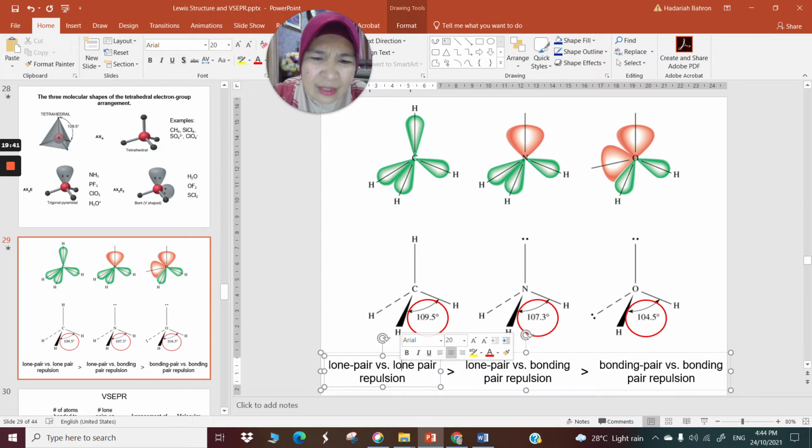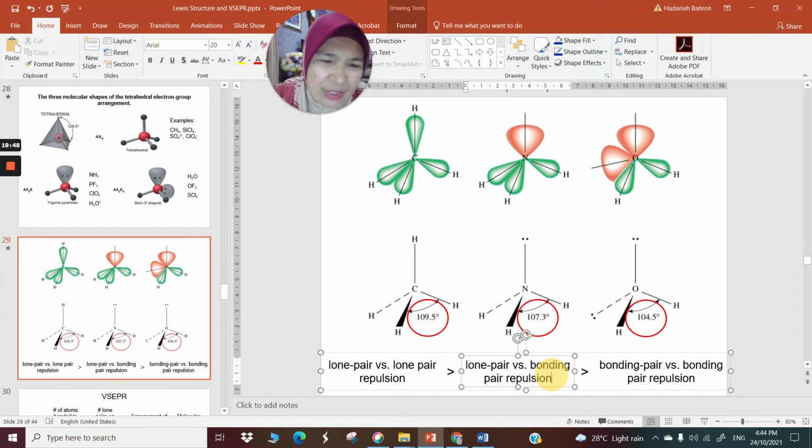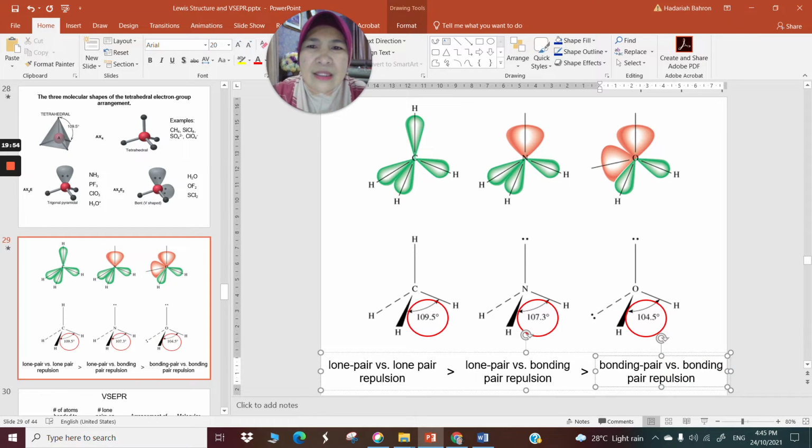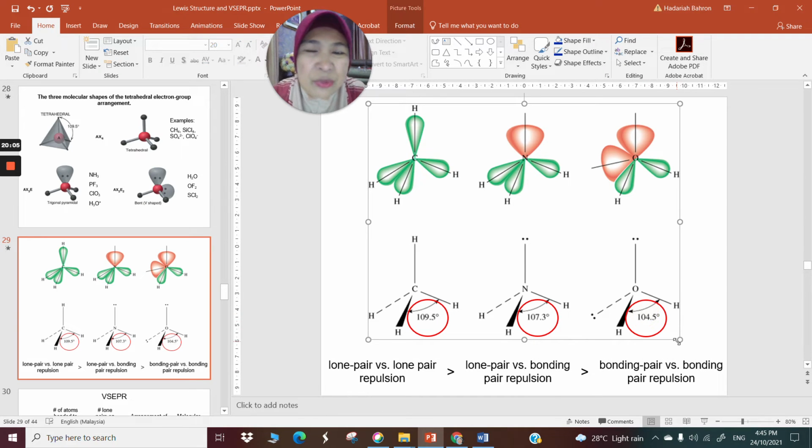So it is clear that lone pair versus lone pair repulsion is bigger than lone pair versus bonding pair repulsion, which is bigger than bonding pair versus bonding pair repulsion. So the thing to remember here is that lone pairs of electrons take up more space than bonding pairs of electrons. That is why the angle between bonding pairs becomes smaller and smaller as you increase the number of lone pairs in the molecule.